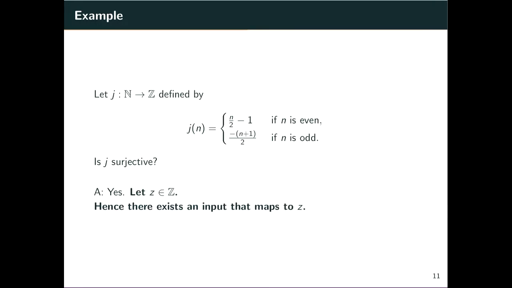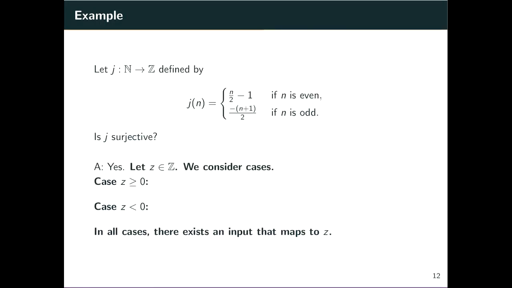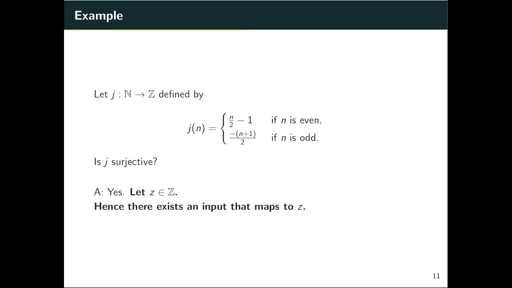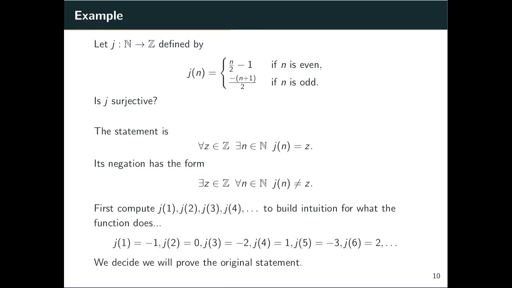So let's try and prove the yes. So let z be an element of Z, and what we need to show is there exists an input that maps to z. And we're going to split it into 2 cases, when z is greater than or equal to 0 and when z is less than 0. And the reasoning behind that is in our calculations here, you can see that there's this oscillating pattern between the positive and negatives depending on whether the input's odd or even.